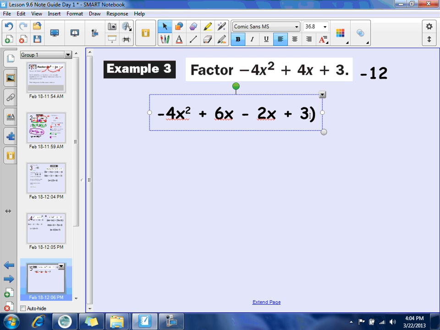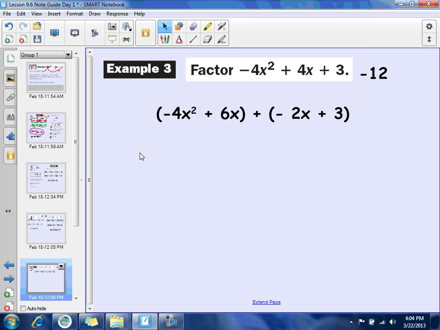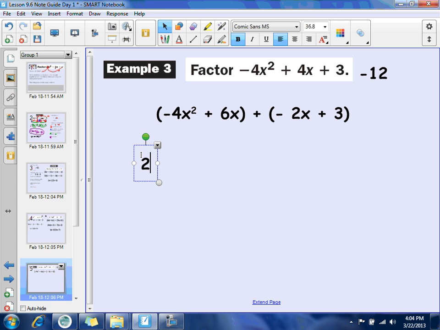Now let's put our parentheses around these. That negative belongs to the 2x. Parenthesis here. Parenthesis here. What can I pull out of negative 4x squared plus 6x? Now, it's totally up to you. You can pull out the negative. You don't have to. You can just pull out 2x if you want. Then you're left with negative 2x plus 3.